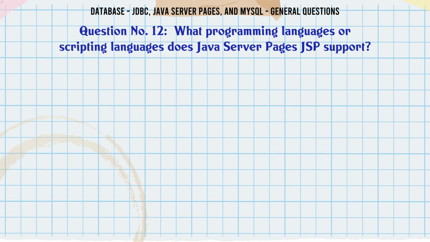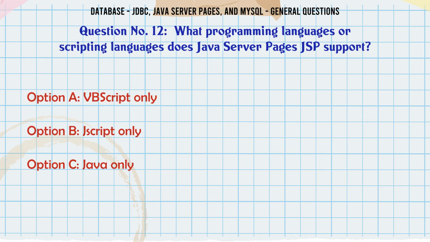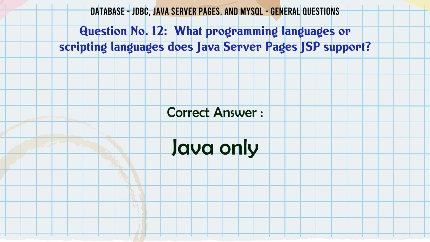What programming languages or scripting languages does Java Server Pages JSP support? A. VB script only. B. JavaScript only. C. Java only. D. All of the above are supported. The correct answer is Java only.